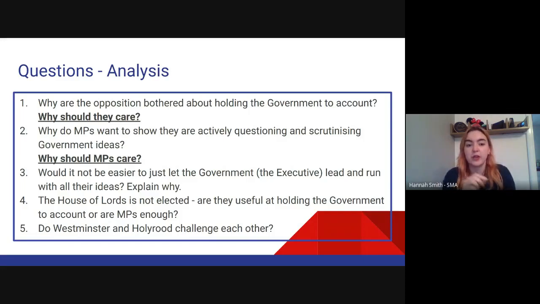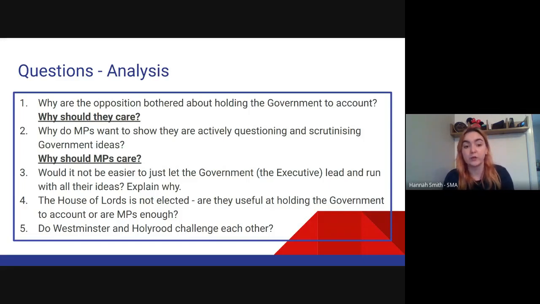The second one, why should MPs themselves care, whether you're a backbencher or in the cabinet? Who are you accountable to? If you found out your member of parliament had just not voted on anything that actually you're really passionate about, are you going to vote for them in the next election? Would it not just be easier to let the government do what they like?